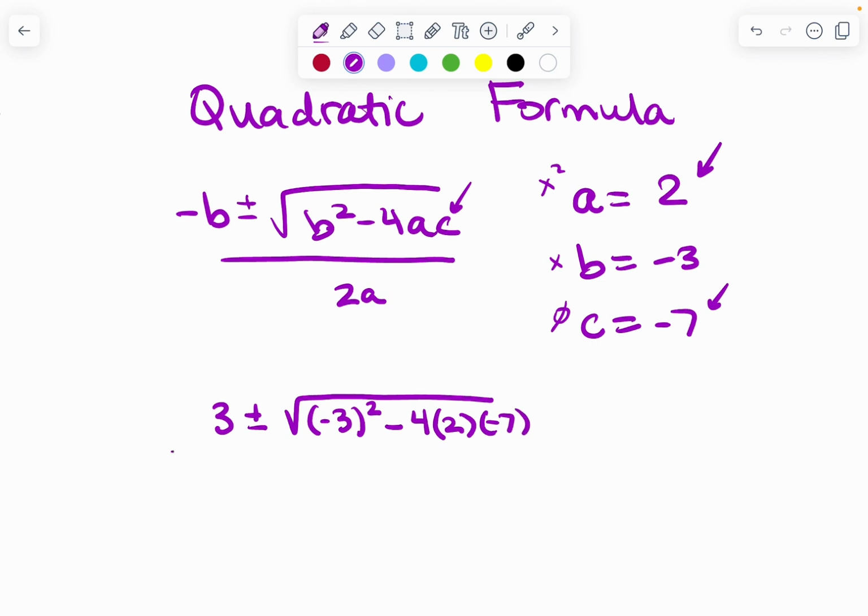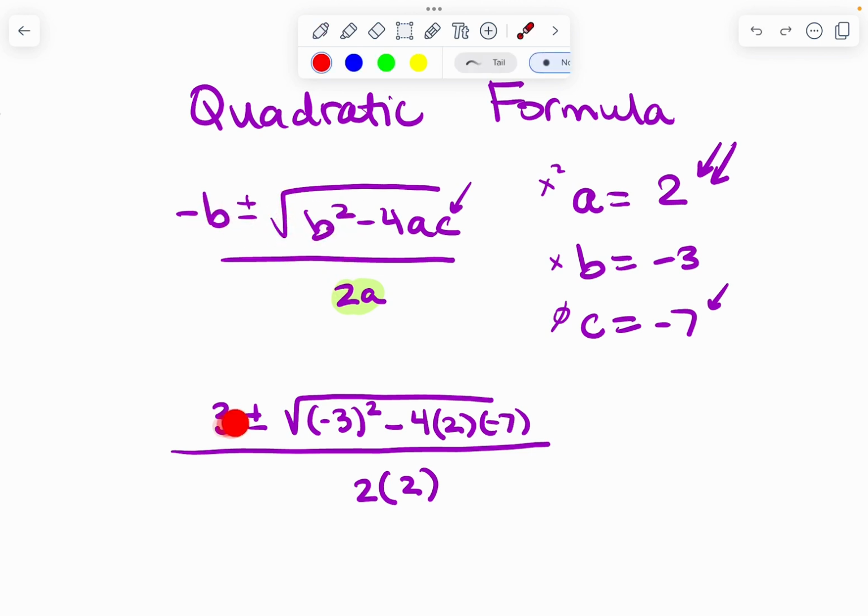And then I put a giant fraction bar over all of that, and then I write 2 because that's what's underneath here. And 2A, and again, A was 2, and ta-da. So now we've taken this crazy formula with a whole bunch of letters in it, and now it's all numbers.